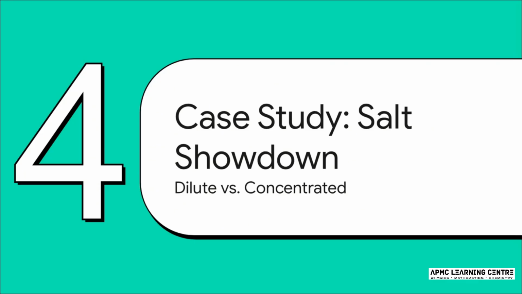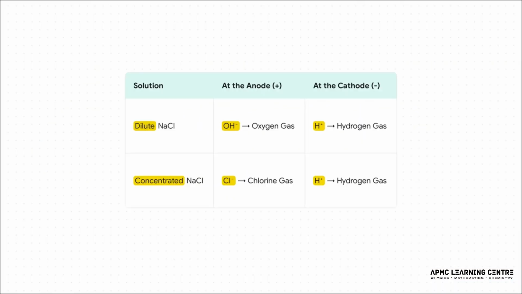All right, we have the rules, we have the flowchart. Now let's put it into action with a classic chemistry showdown: dilute sodium chloride versus concentrated sodium chloride. This table lays it all out beautifully. Look at the cathode first, the negative one. In both cases, H+ wins over sodium because hydrogen is less reactive. So we get hydrogen gas no matter what.